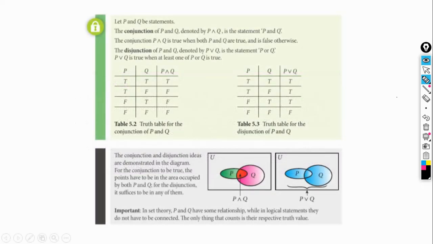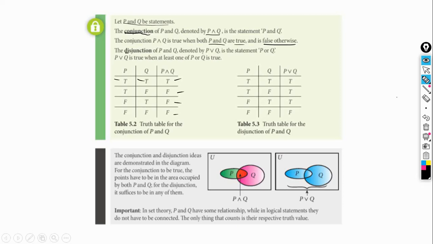Okay, so now let's take a look at some definitions. Let P and Q be statements. The conjunction of P and Q, denoted by this, is the statement P and Q. The conjunction P and Q is true when both P and Q are true and is false otherwise. We can see that in this truth table here. When P and Q are both true, then P and Q is true, otherwise it is a false statement.